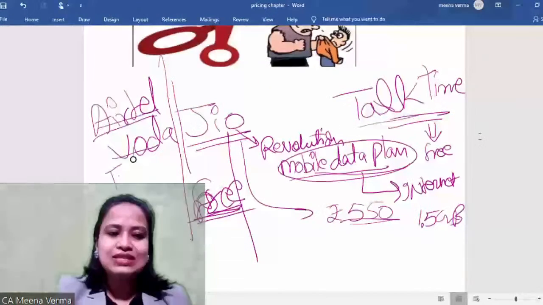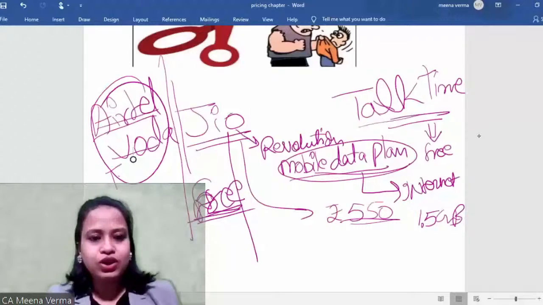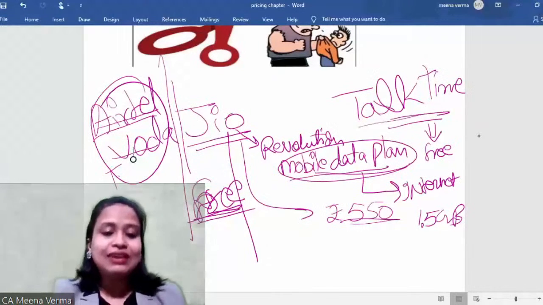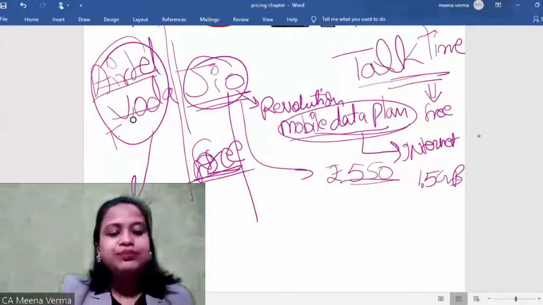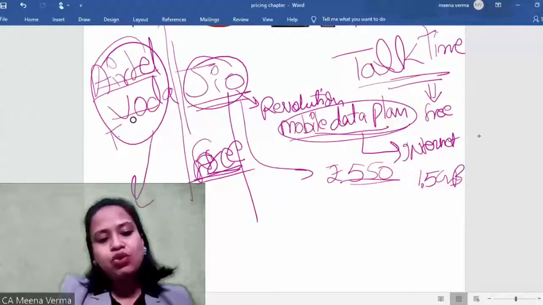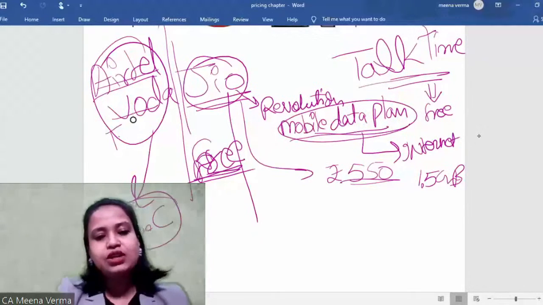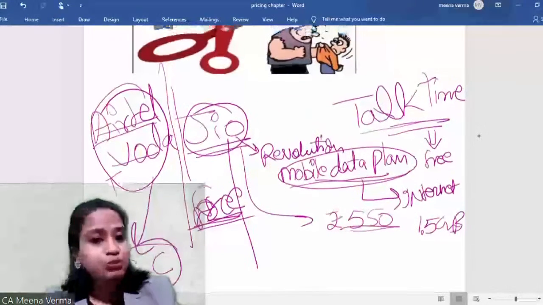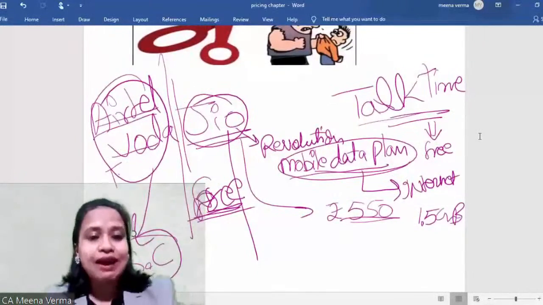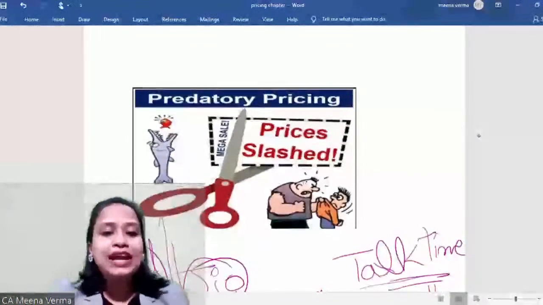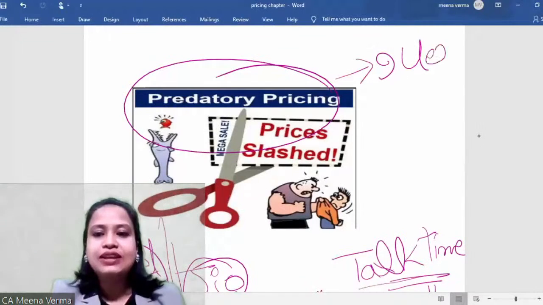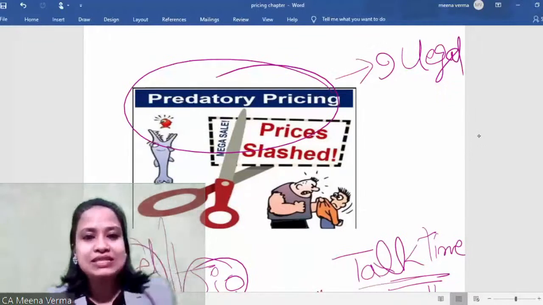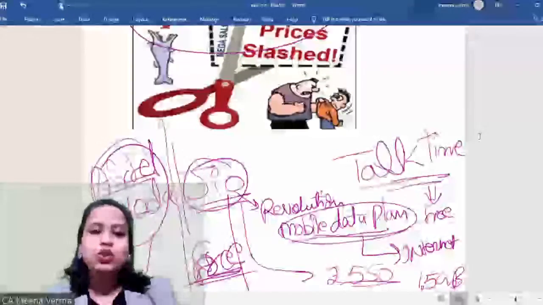Now see, these company Airtel and Voda, they feel like it's a threat for them, and they immediately sue a case against Jio in the Supreme Court of India, okay, they sue a case against Jio company in Supreme Court of India, and they said that Jio is doing predatory pricing, and predatory is illegal. Okay, they said that predatory pricing is illegal and Jio is doing predatory.